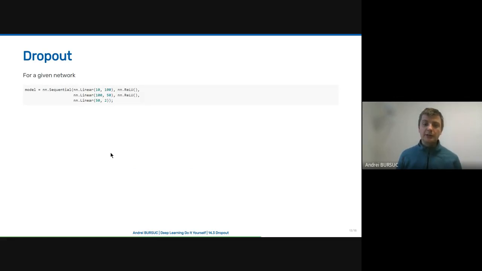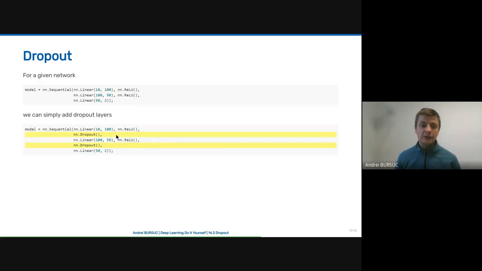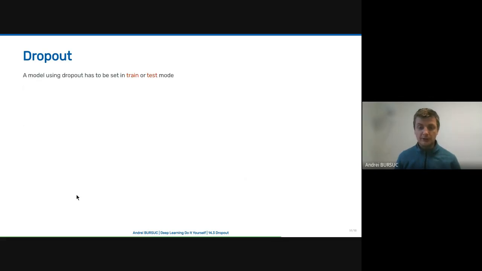So how do we use these dropout layers? As I said, the most common is to use them with linear or fully connected layers, and usually we just add them after. So we have our starting network, and here we see that we can add 2 dropout layers like this in our sequential, and it works as it is.